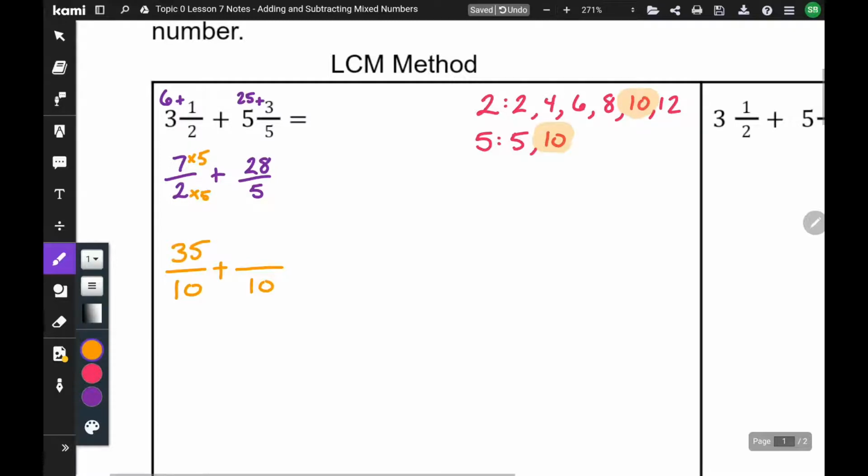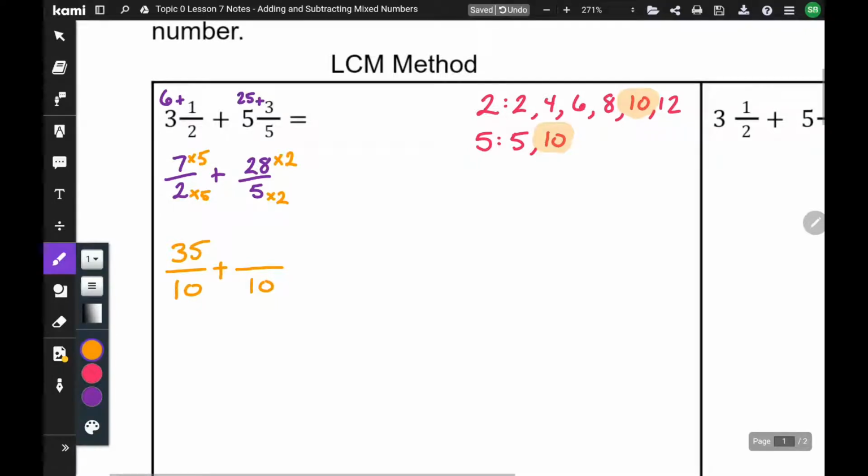We repeat the process on the second fraction here. How did we get from 5 to 10? Well, I had to multiply by 2. Anything I do to the denominator, I have to do to the numerator in order to keep it balanced. So I'm going to multiply the top by 2 as well.